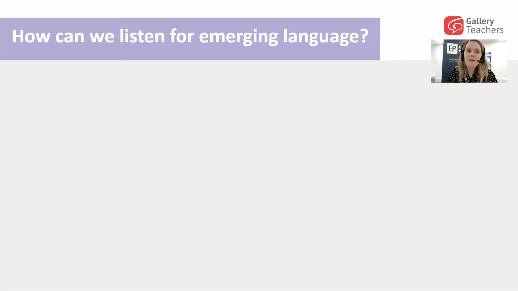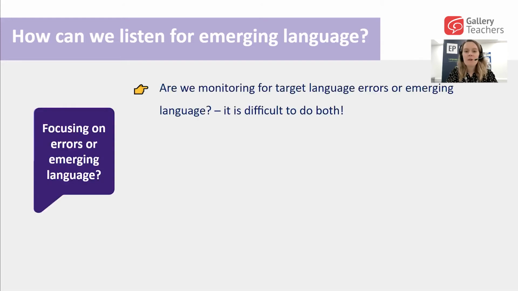So, how can we listen for emerging language if we want to focus on it in our classes? Well, I think we first need to think about our monitoring. When we're monitoring a speaking activity specifically, what are we monitoring for? Are we monitoring for target language errors, or are we monitoring for emergent language? Sometimes we can't do both, depending on the size of the class. You need to focus on one or the other, and maybe that depends on the activity.